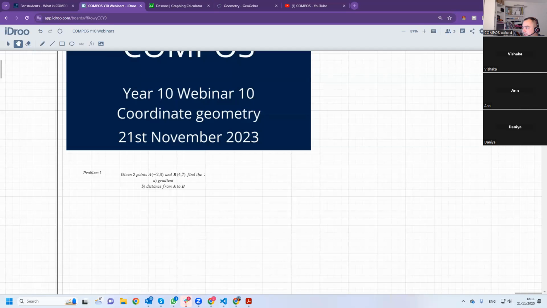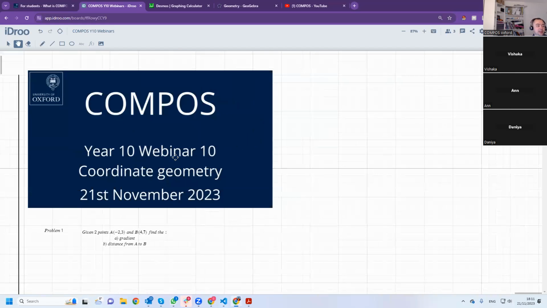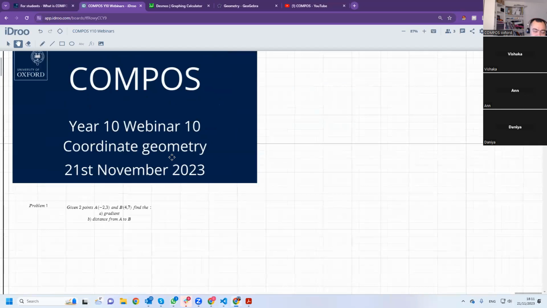Can you see my screen? Please let me know. Okay, excellent. Good. So, coordinate geometry, and I'm going to start easy. I'm going to start easy, and we're going to increase complexity towards the end. So hopefully everyone will learn something new today.